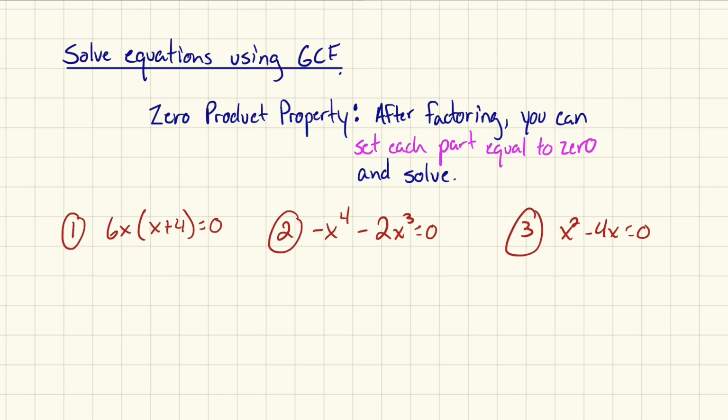Our first example is 6x times (x plus 4) equals 0. Now, this problem is already factored. We see we have our greatest common factor on the outside, and we have our leftover piece inside the parentheses.